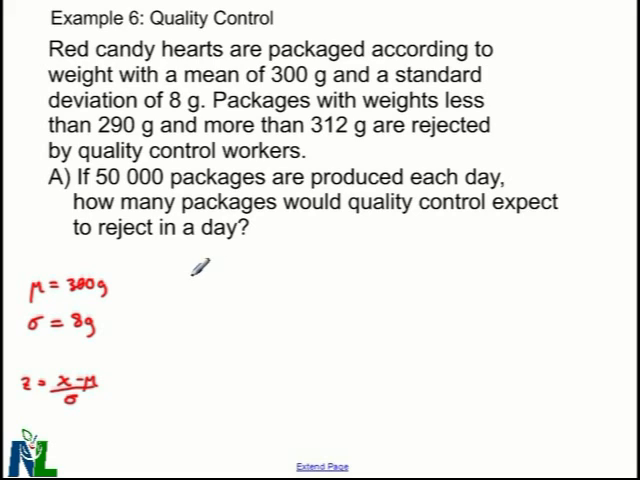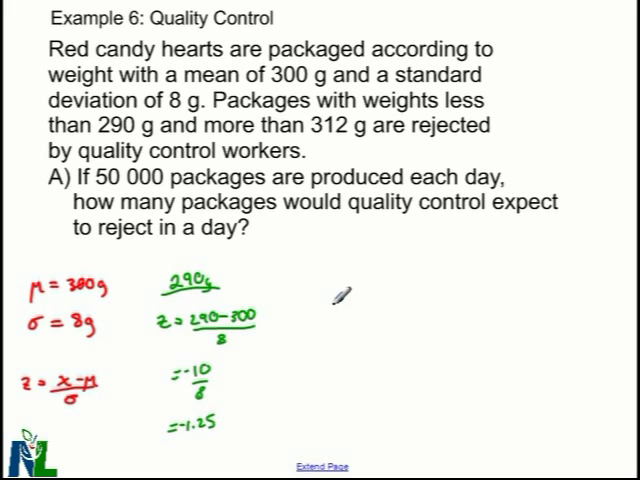So we'll start off with our lower bound, which is that 290 grams. So for 290 grams, I put that in for x, subtract off my 300, divide by my standard deviation. So that gives me a negative 10 over 8, or a negative 1.25.